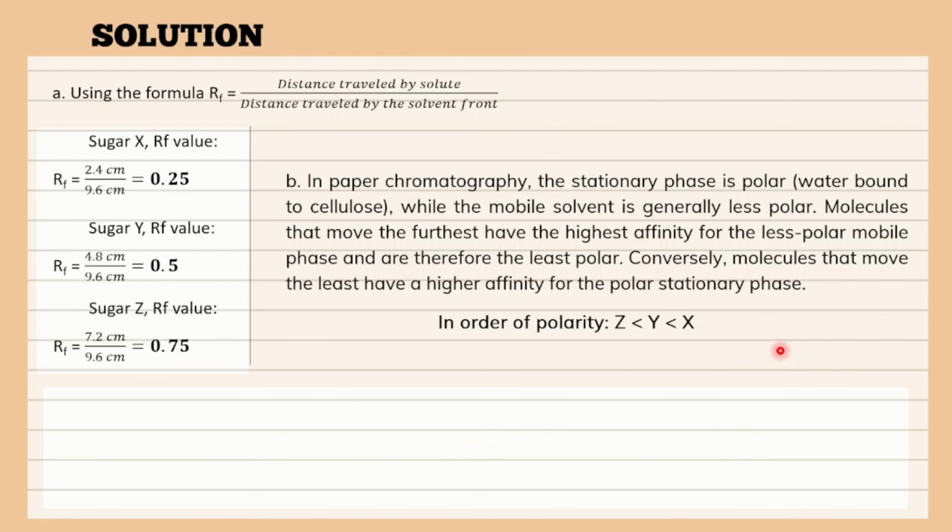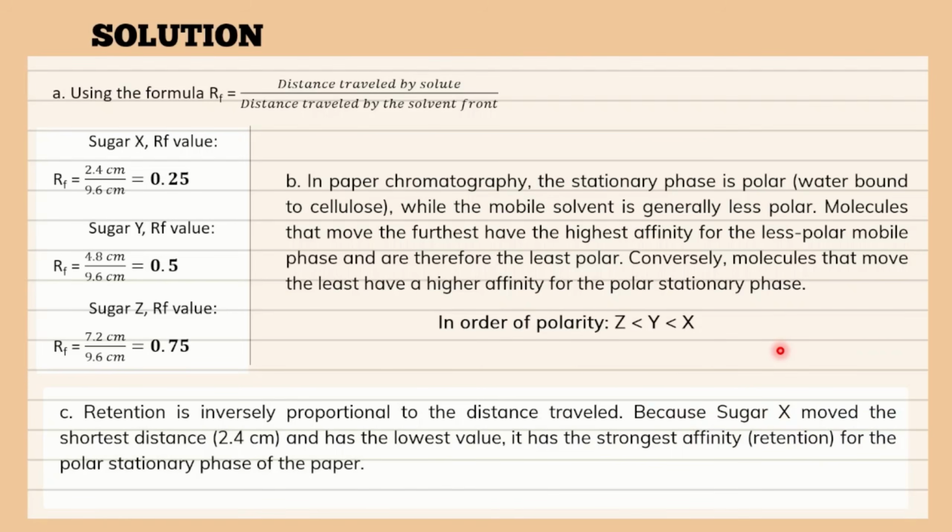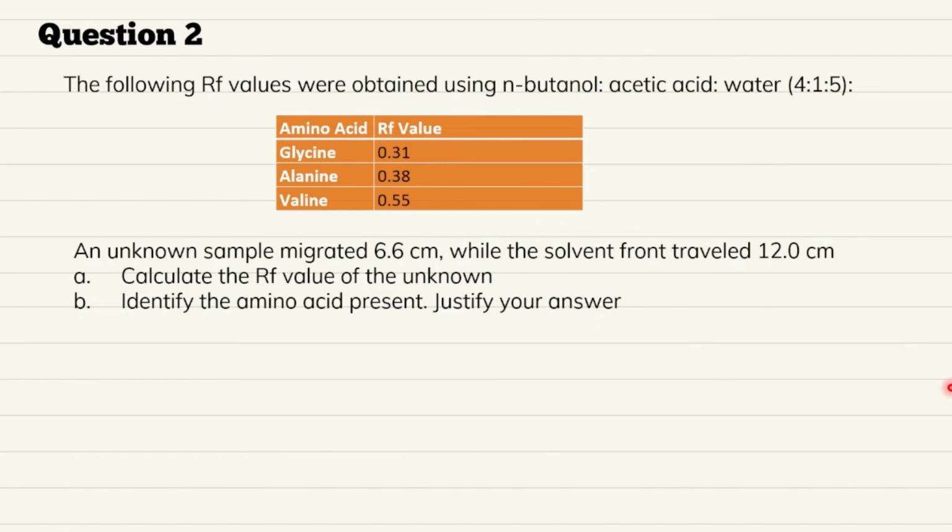So this translates to the last part of this question because we're going to be talking about retention. Retention is inversely proportional to the distance traveled. Because sugar X moved the shortest distance and has the lowest RF value, it has the strongest retention for the polar phase. So it is more strongly retained. It likes the paper more than any other sugar. So sugar X is more strongly retained. So moving on to question 2 now.